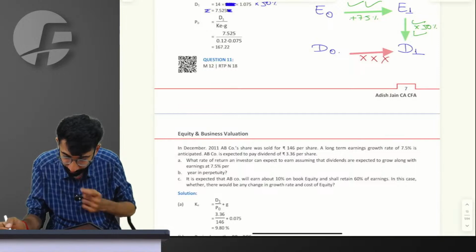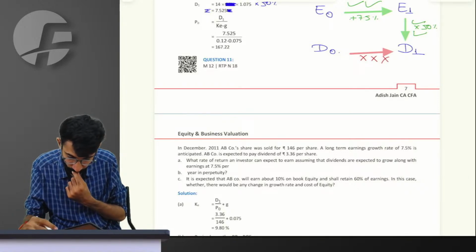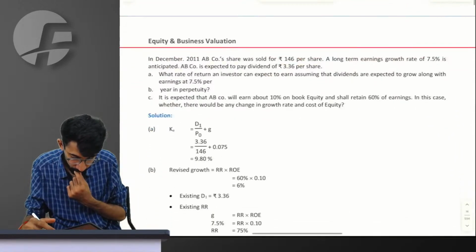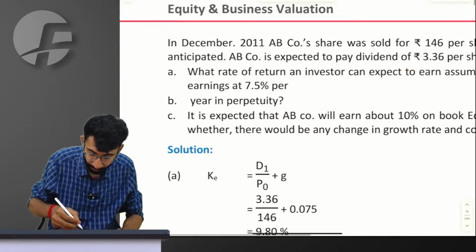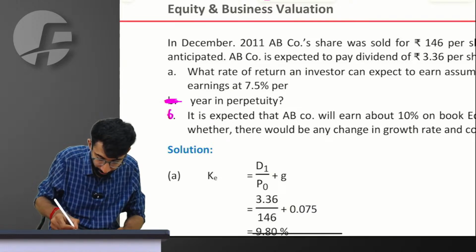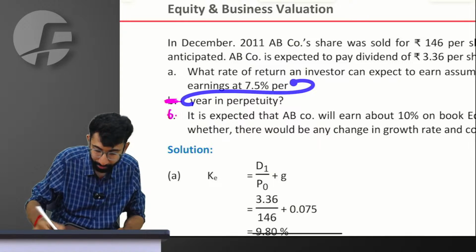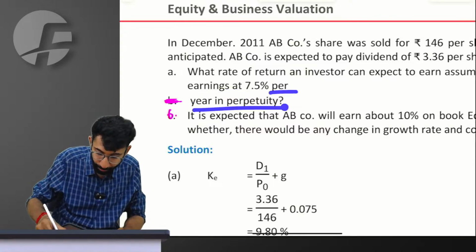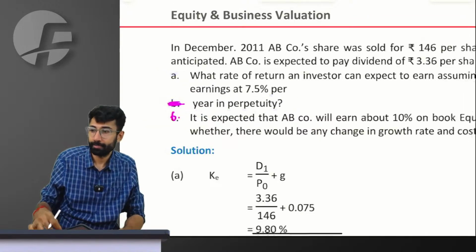Question number 11, an extremely easy question. You will have to do it on your own. Not on your own, I will have to make you do it. So please do a rectification. Basically, this is not part B. Part B is this. This is actually a continuation of the same question. This is basically per year and perpetuity. This is in continuation. A and B are only the two parts.